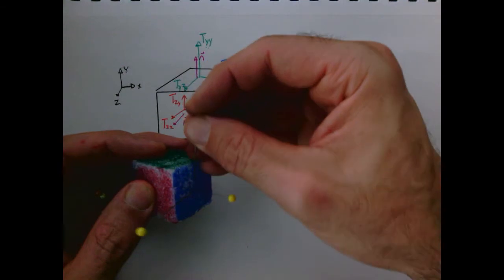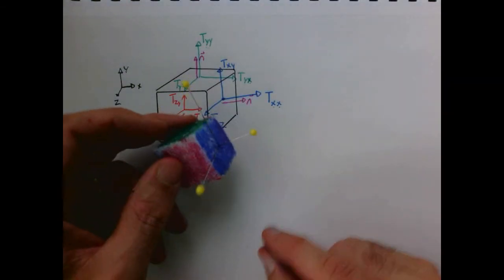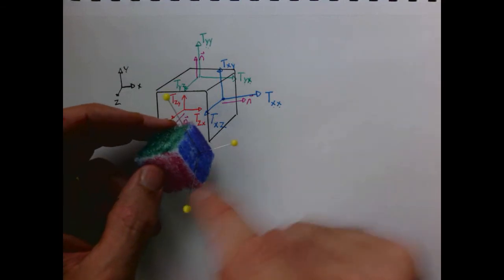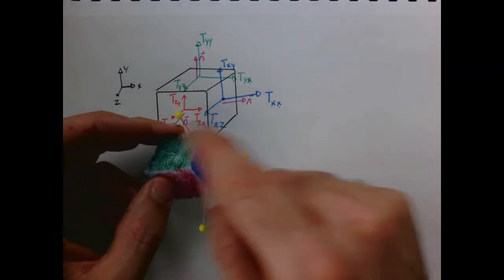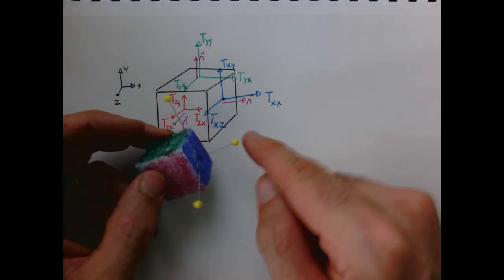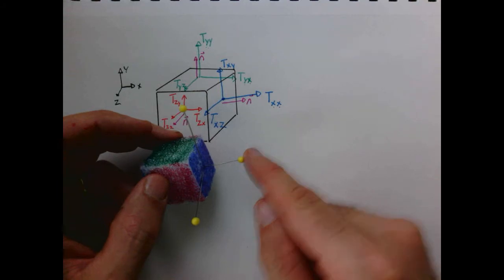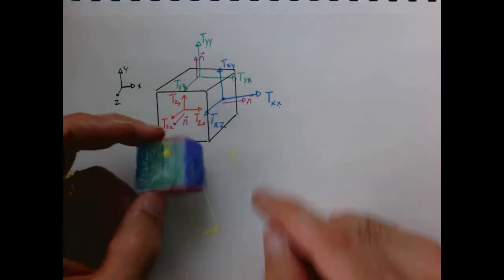So now if we look at our little foam block here, rather than using the push pins to represent the normal vector, here I'm using the push pins to represent the vectors for the forces or the stress, really, because remember, we're really just interested in the force per unit area. So this is TXX, TXY, and TXZ. So there we have it.